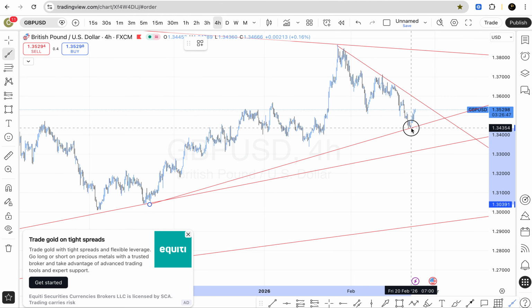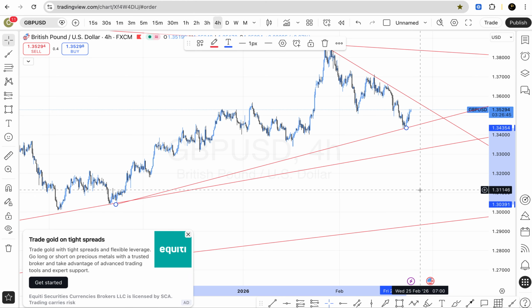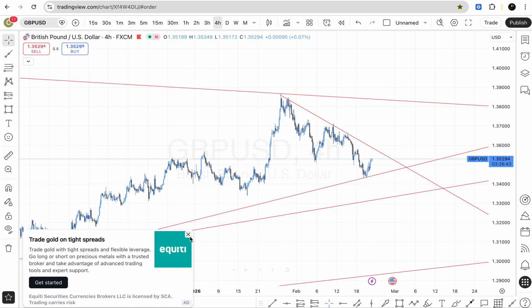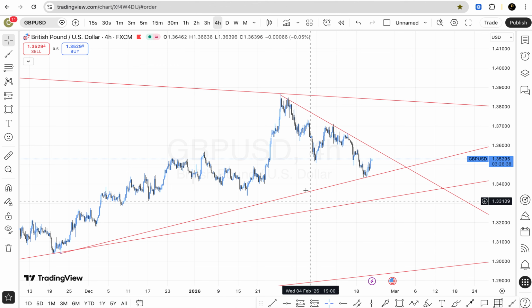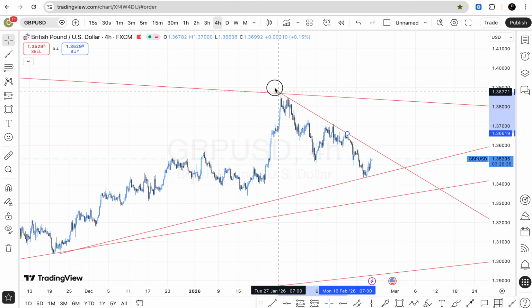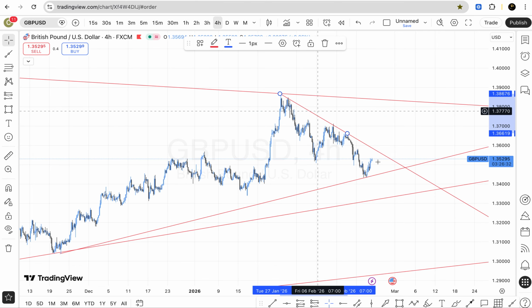So this is what I would call my higher time frame analysis, because I'm a day trader. I look at the trend on the 4-hour time frame, which is the one we are on, and then I take my entries on the 15-minute time frame. So I'm just trying to fine tune this.